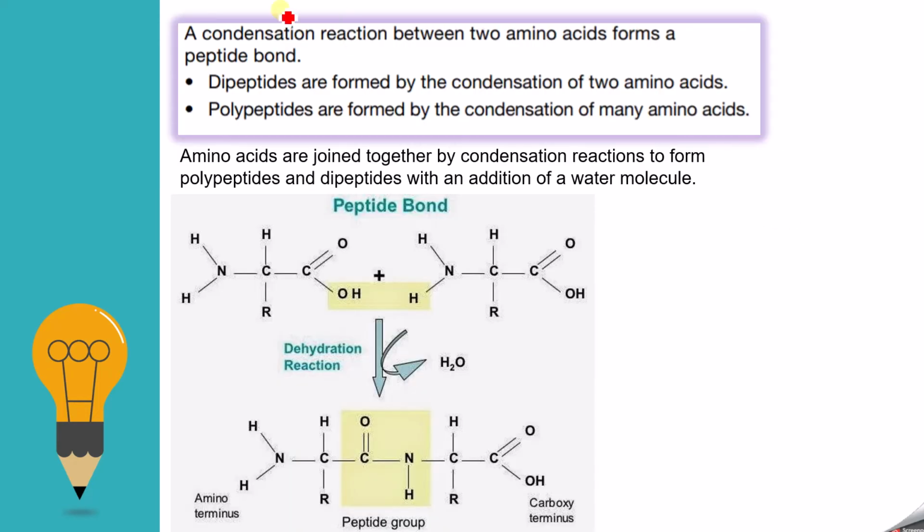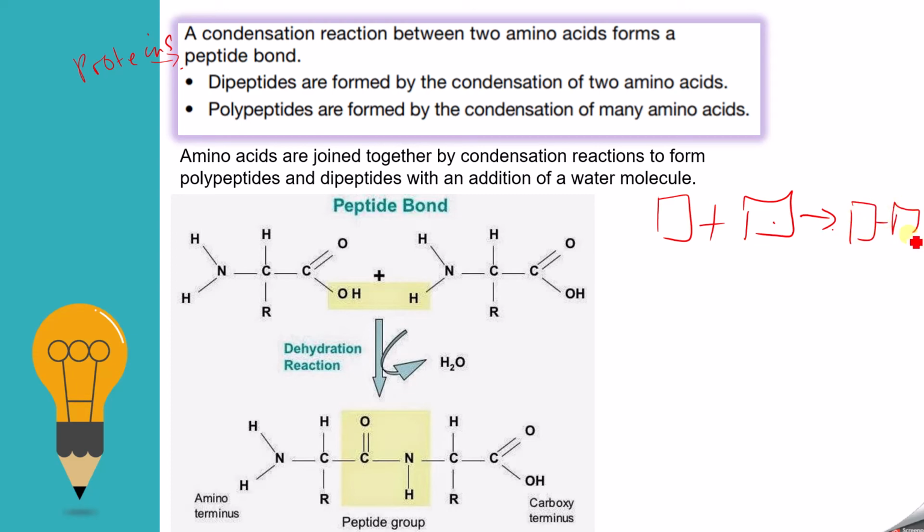Okay, so a condensation reaction between two amino acids forms a peptide bond. A peptide, always think proteins. Every time you see the word peptide, think amino acids. So dipeptides are formed by the condensation of two amino acids. I mentioned this before. So you've got two amino acids, join them together via condensation, which releases a water molecule obviously, and you form a dipeptide.